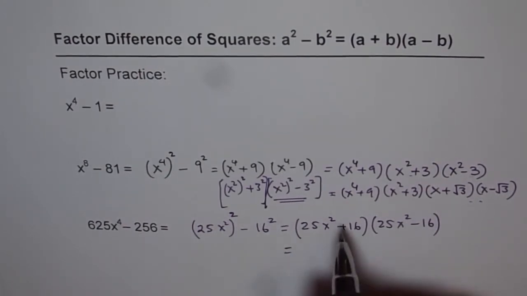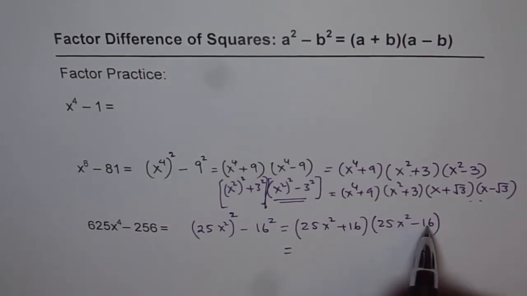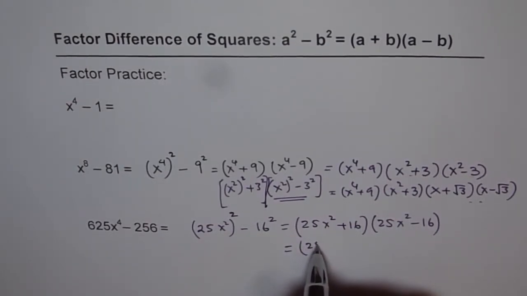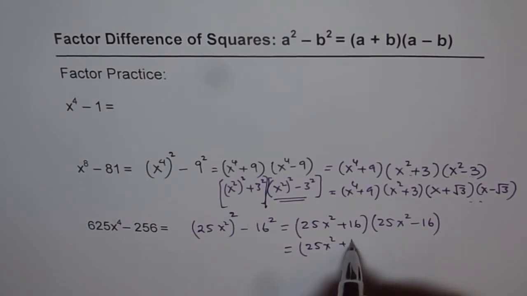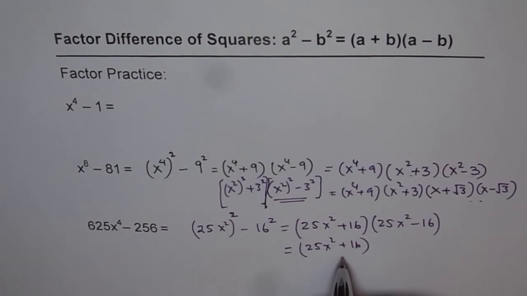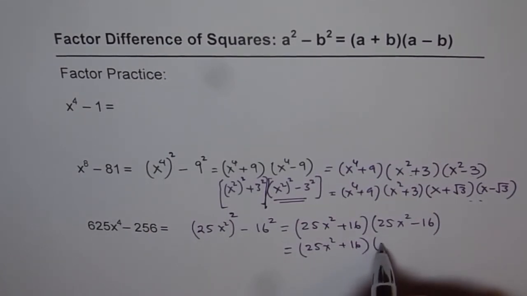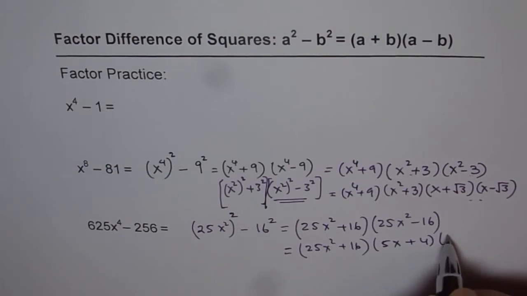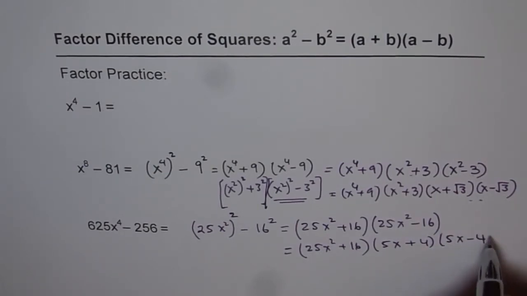Now 25x square minus 16 can further be factored. Since the square root of 25 is 5 and the square root of 16 is 4, correct? So we'll refactor it and we can get 25x square plus 16. Remember, if it's plus, then we cannot factor. Only a difference can be factored. So we get here 5x plus 4 times 5x minus 4.